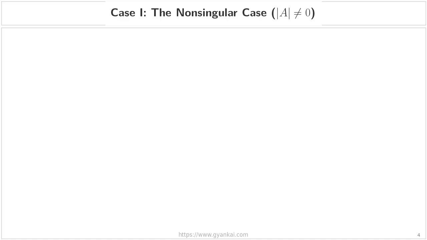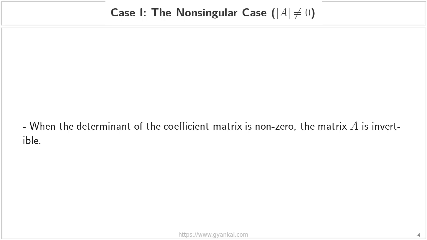Case I, the nonsingular case, the determinant of A is not equal to 0. Now that we understand the general concept of consistency, let's dive into our first specific scenario. On slide 4, we are looking at what we call the nonsingular case. This occurs when the determinant of our coefficient matrix A is not equal to 0.